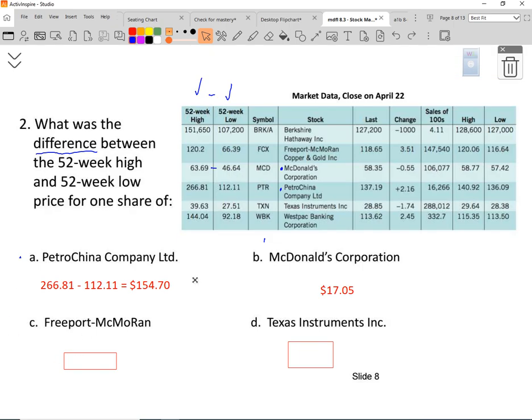For Freeport McMoran, no big surprises here. We're just finding it on the list. 120.2 minus 66.39, $53.81.